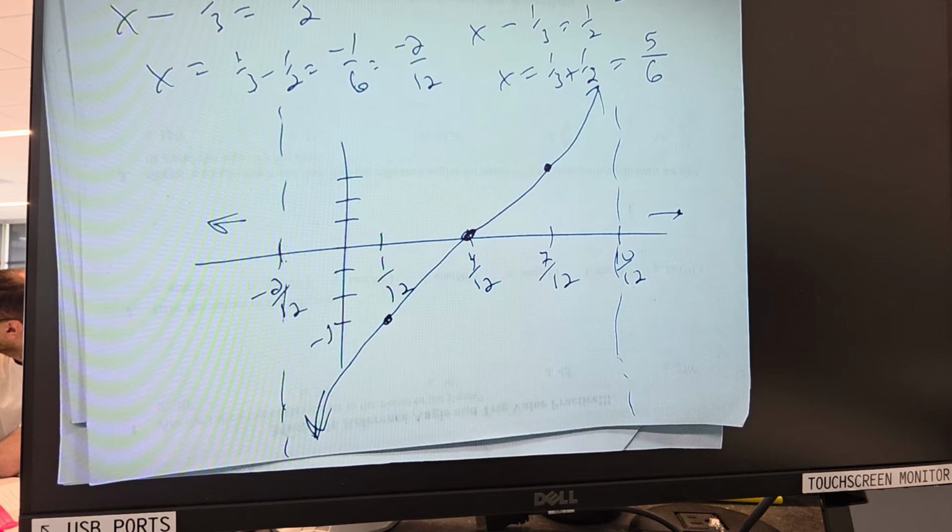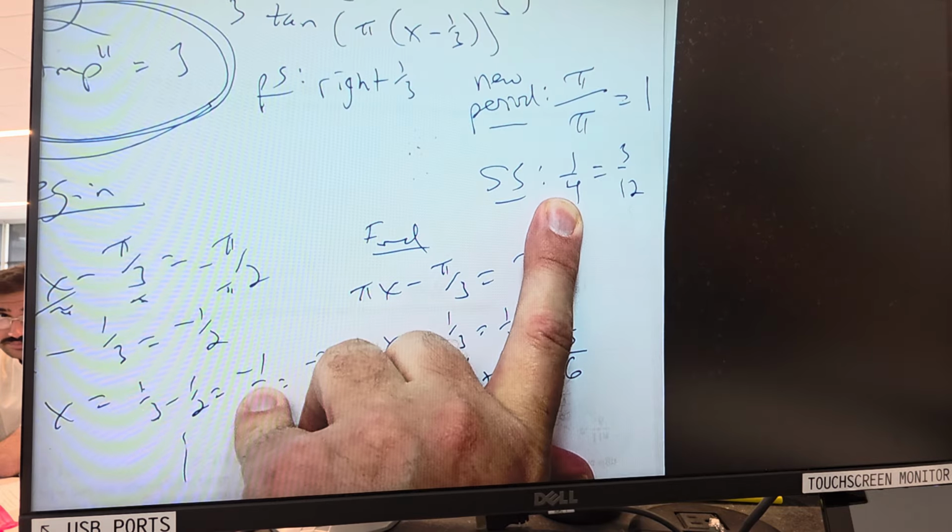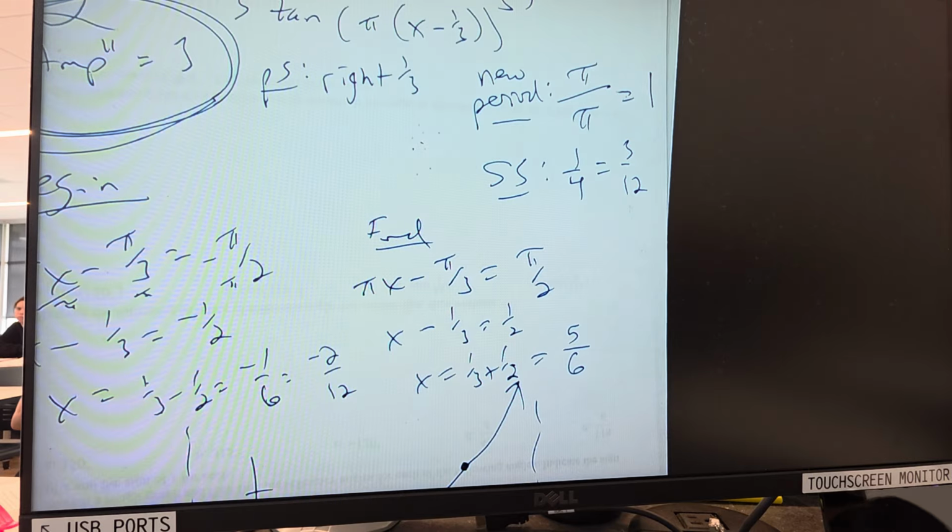Where did we say we had to begin? -1/6. Yes? How do I take one step? Add 1/4. I don't want to add 1/4 to -1/6, so I make an LCD from the beginning. If I make them both over 12, now it's easy to add a step and add a step because everybody's over 12. So that's just being nice to yourself.